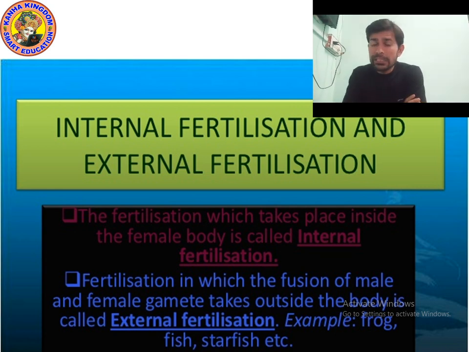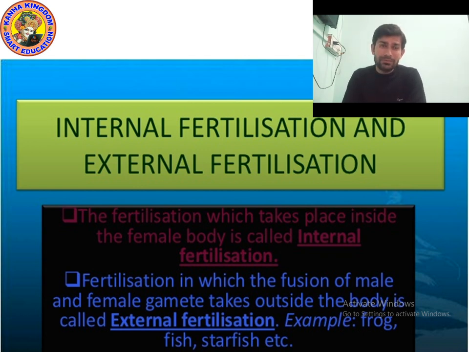Fertilization in which the fusion of male gamete and female gamete takes place outside the body is called external fertilization. Examples: frog, fish, starfish. In frog, external fertilization occurs.